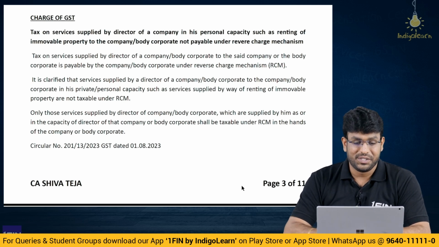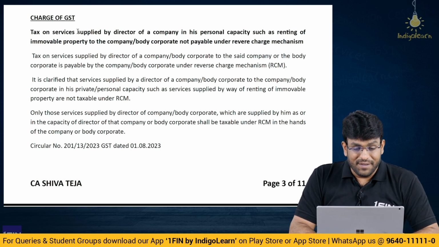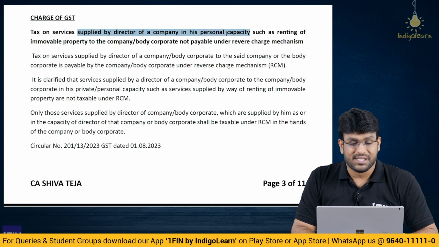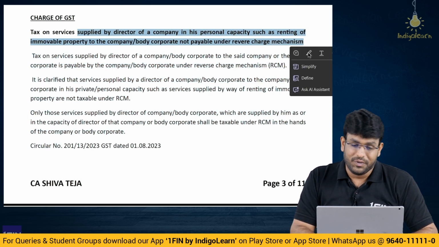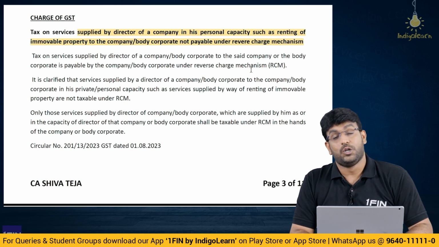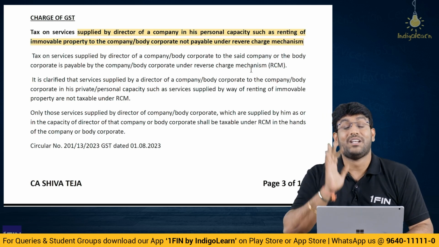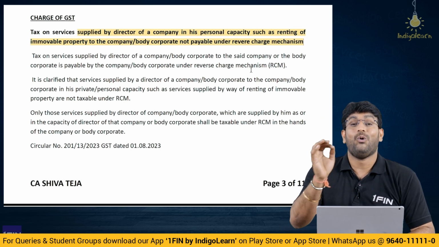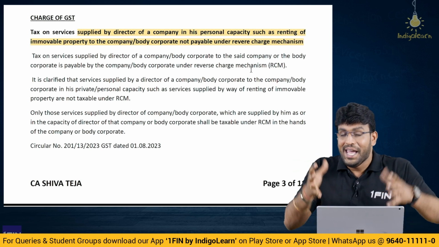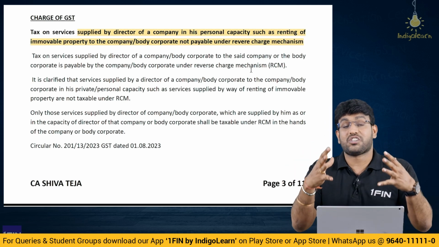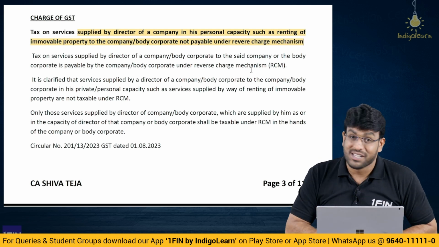But now, an interesting point. If a service is supplied by the director in his personal capacity, such as renting of property, what does that mean? The director has a property and is giving that property on rent to the company. On that transaction, RCM will not apply, because RCM will apply only where the service is provided by the director to the body corporate in the director's professional capacity, not in the personal capacity.